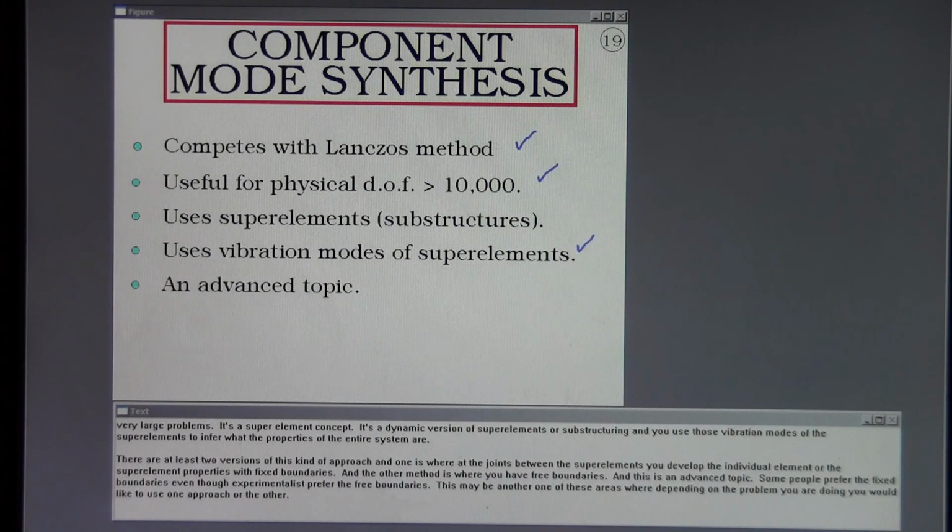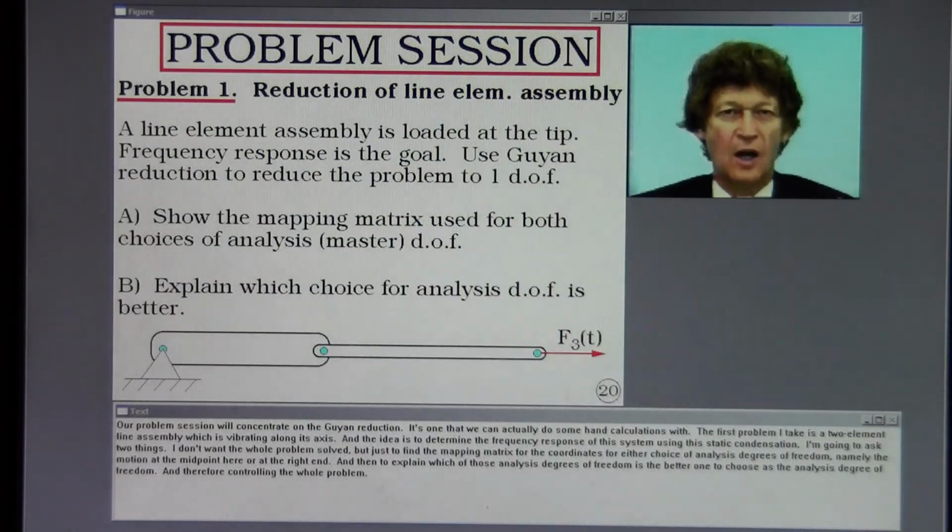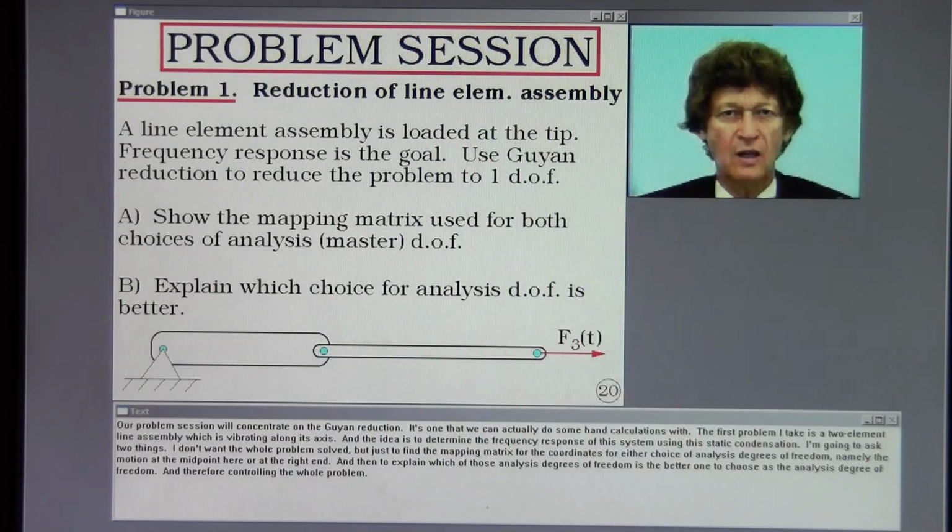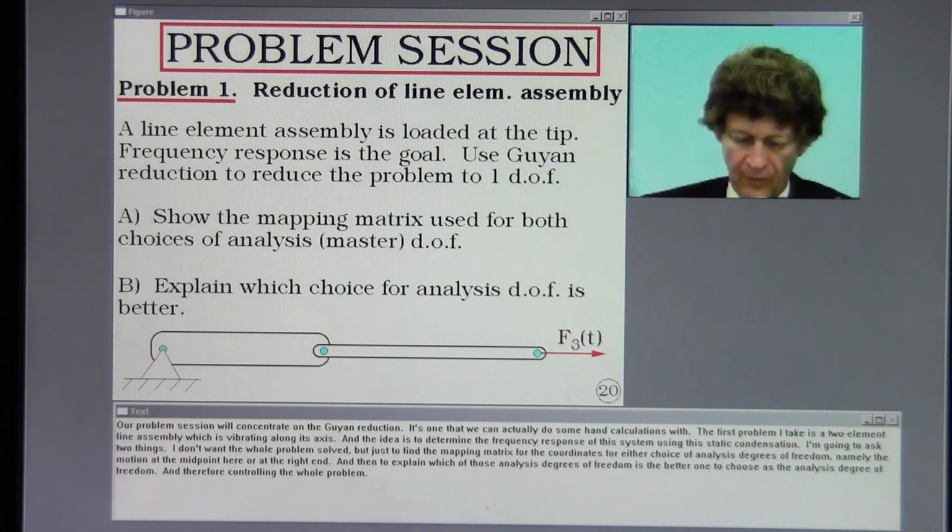Some people prefer the fixed boundaries, even though experimentalists prefer the free boundaries. This may be another one of these areas where, depending on the problem you're doing, you would like to use one approach or the other. Our problem session will concentrate on the Guyan reduction. It's one that we can actually do some hand calculations with.